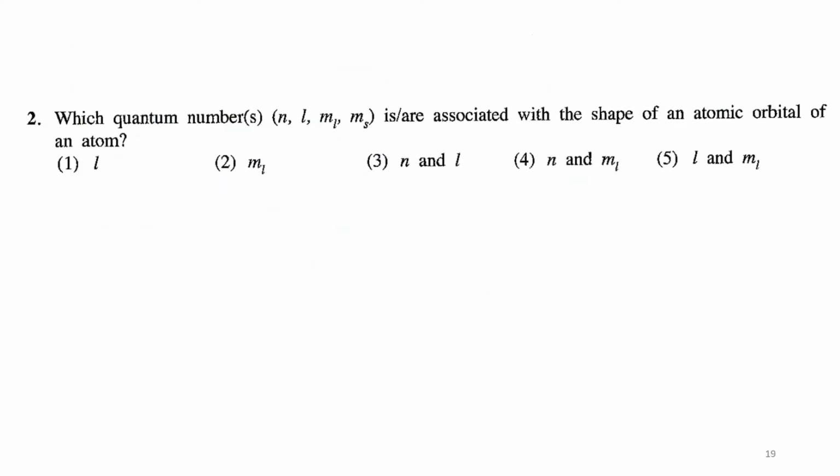All right, there's another question. Which quantum numbers are associated with the shape of an atomic orbital of the atom? What is associated with the shape is L. So it's this one. I think this is 2018, maybe.